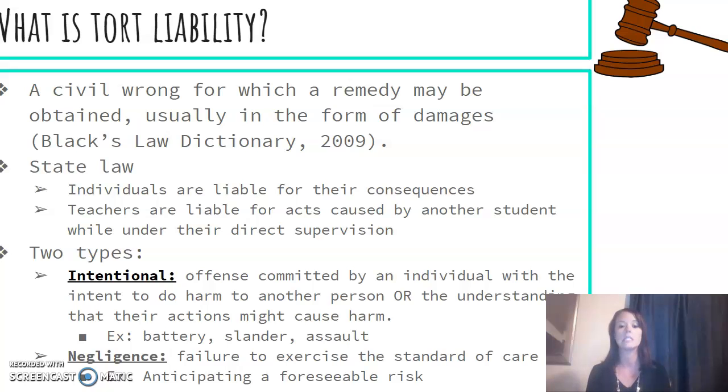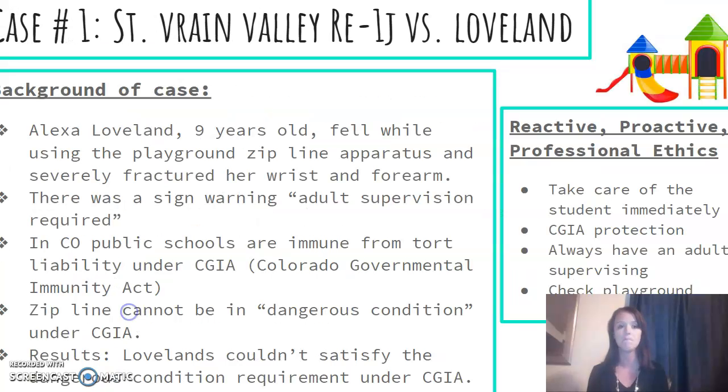For negligence, this is the failure to exercise the standard of care. So a good example for this would be anticipating a foreseeable risk. So say there was a safety concern in a classroom that the teacher knew about and that they didn't go back and correct anything. Someone could have potentially gotten hurt by that and no action was taken to prevent it.